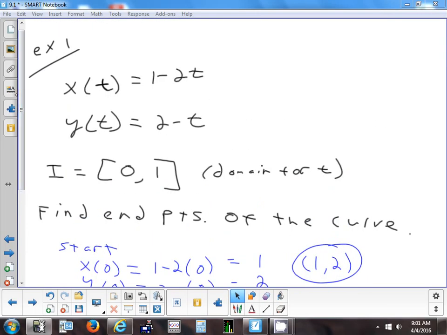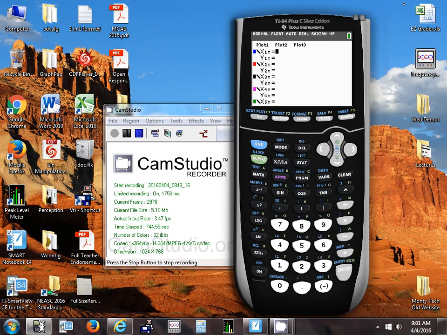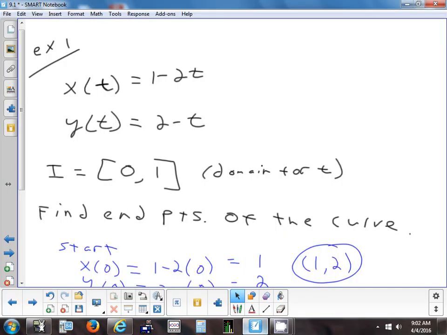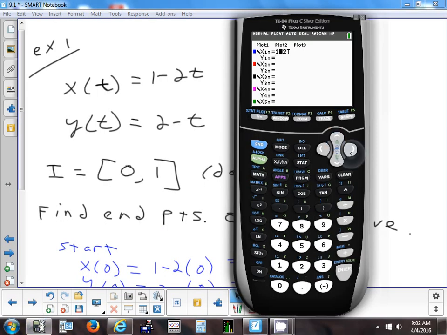For the x equation, try 1 minus 2t. You might be like, well, where's t? The button that used to be x is now t. When you change it to parametric, it's a t. So we got 1 minus 2t, and what was my other equation? Oh, it was 1 minus, sorry, 2 minus t. All right, so now that's just your equations.